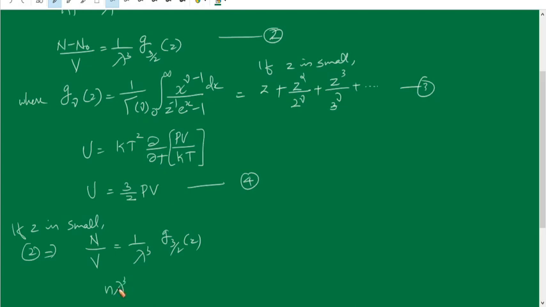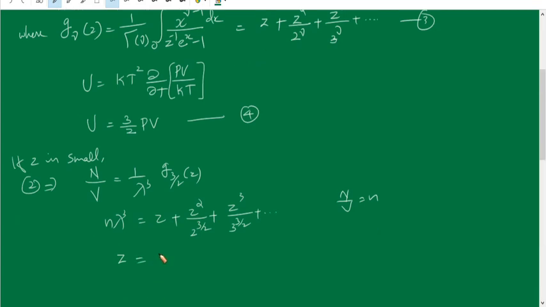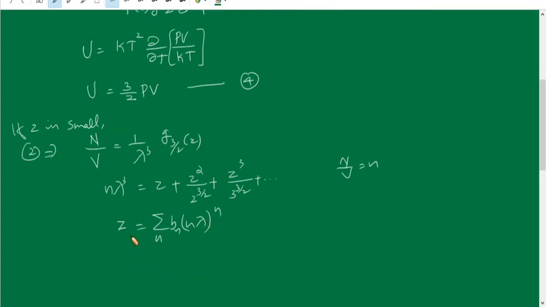Therefore we can write N lambda cube. What is N by V? It is the number density of particles. N lambda cube is equal to z plus z squared by 2 raised to 3 by 2 plus z cubed by 3 raised to 3 by 2, etc. So this is a summation series. We can invert this series and find out the value of z. Inverting the series, we get z in terms of a series of N lambda cube, some b_n (N lambda cube) raised to n.